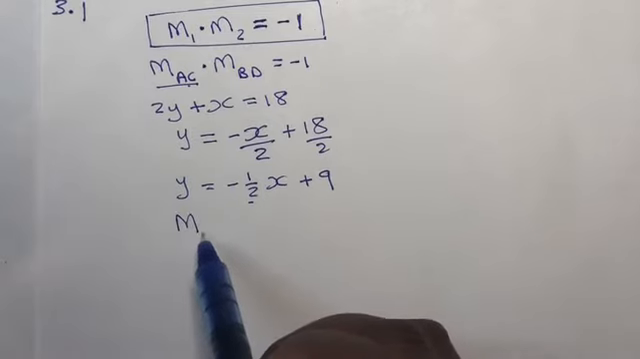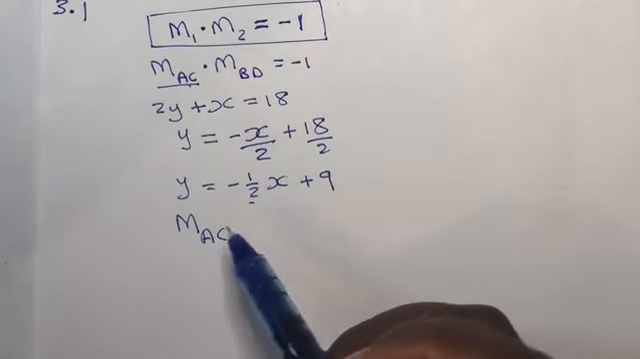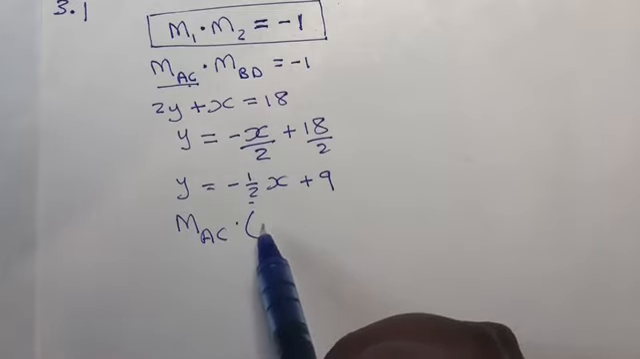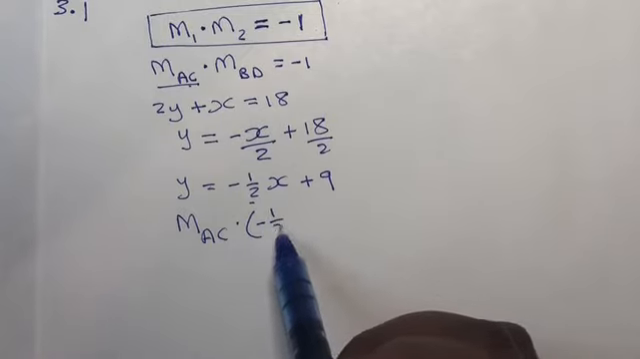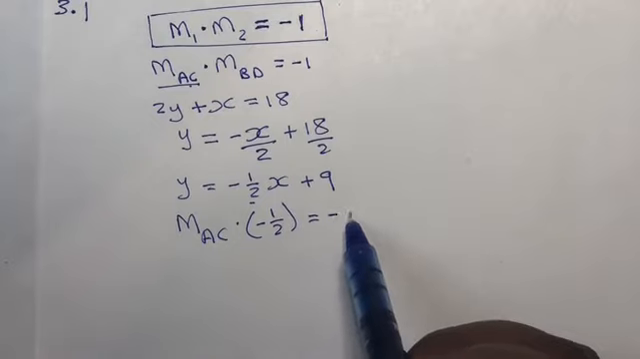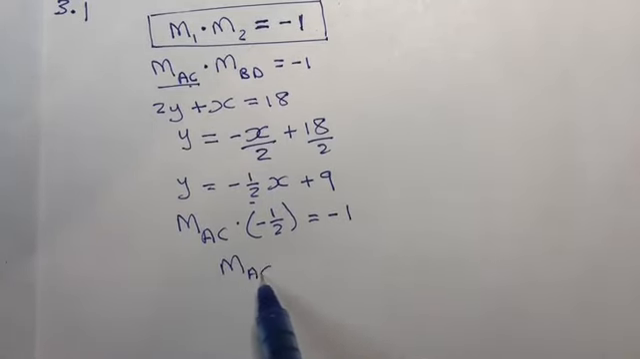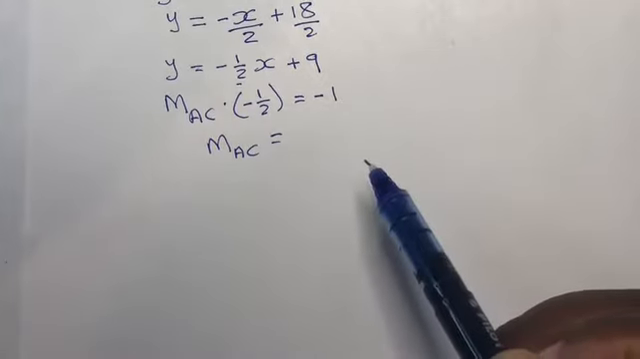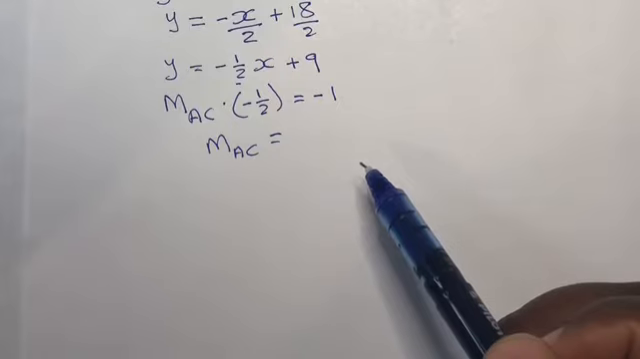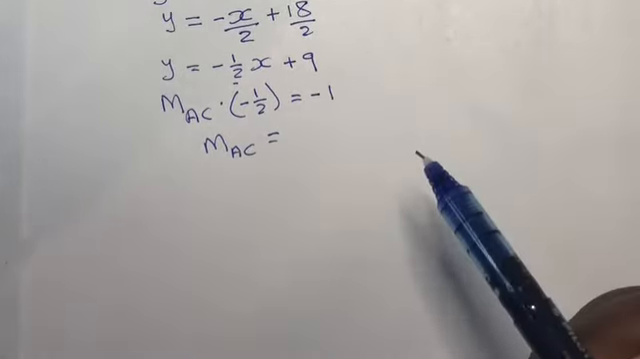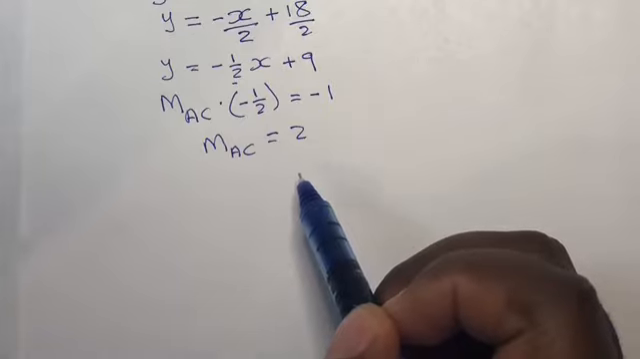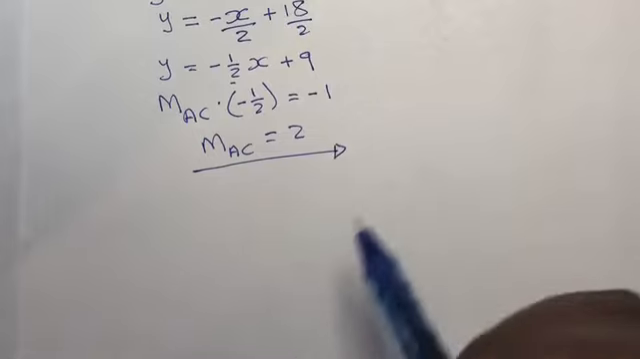You've got m of AC, which is what you're calculating, multiplied by m of BD. Remember, m refers to the gradient. So the gradient of BD, we just calculated it as negative half, which equals -1. Therefore, the gradient of AC is equal to negative 1 divided by negative half. You can either choose to do it by substituting on your calculator, or easily multiplying 1 by 2, you divide by a negative sign and you get positive 2 as the gradient of line or segment AC. So this is your final answer.